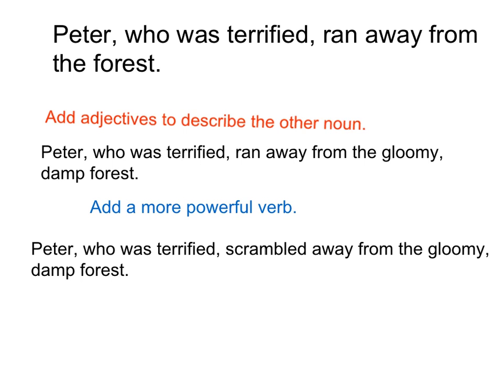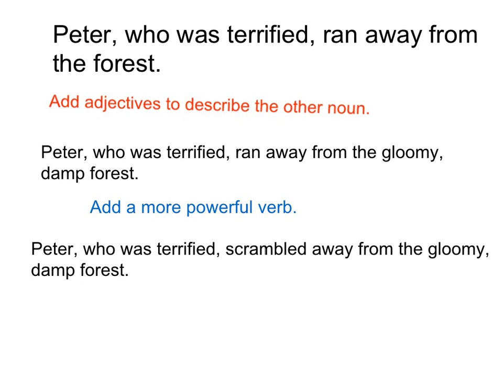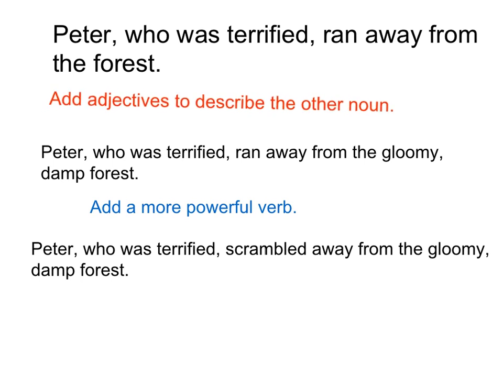Once we've added a clause and created a complex sentence, that might not necessarily mean that that's the best sentence we can write. There's always a few added extras. So we've got our complex sentence with our clause to the noun, Peter, who was terrified, ran away from the forest. But as we saw earlier, there's another noun in this sentence, and we can add another adjective to describe that noun. So, Peter, who was terrified, ran away from the gloomy, damp forest. So there we've added a couple of adjectives to describe the forest.